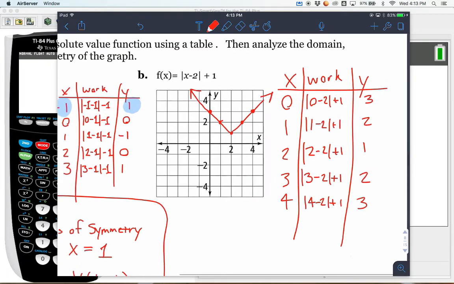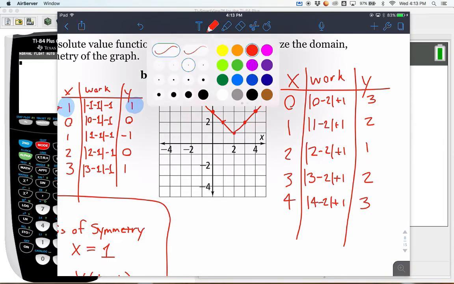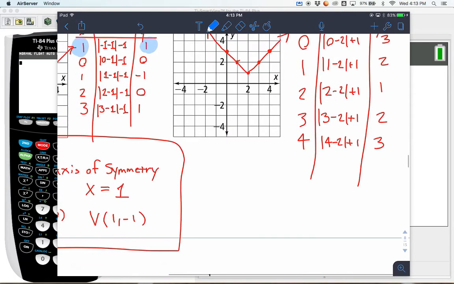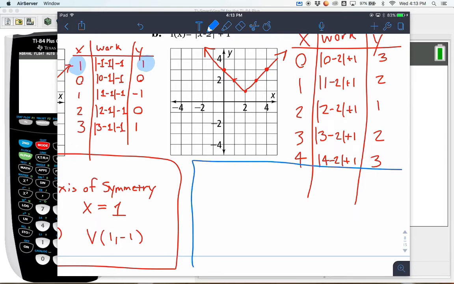There you go. Alright, since this is all kind of running together, I'm going to switch colors here. Alright, so domain, I'm just going to put a D for that. Domain, same thing, negative infinity to positive infinity. Range, this changes each time. Now it's starting at positive 1 and going up forever. So we're going to say the range is including 1, so we'll put a bracket, 1 to positive infinity.